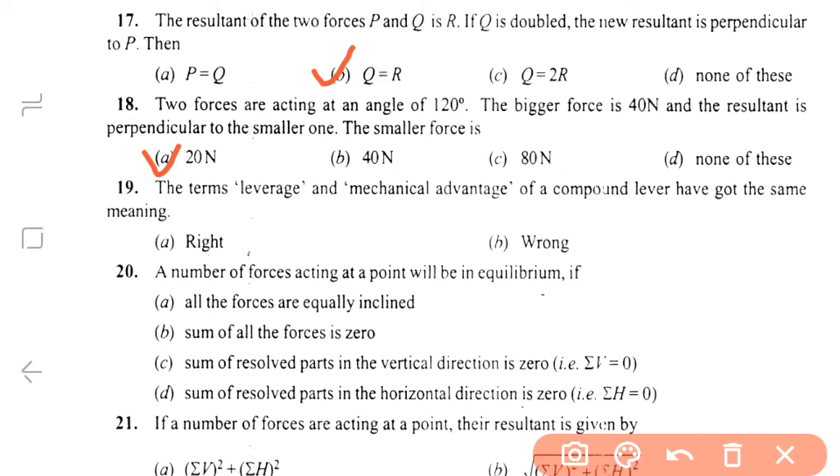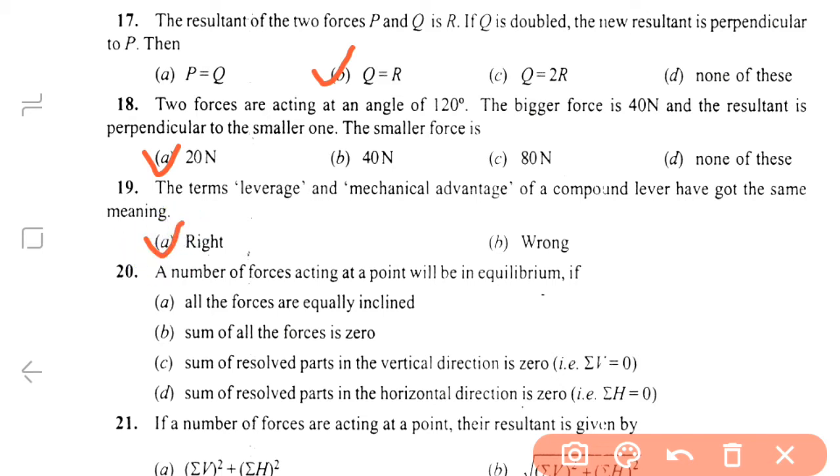Now friends, next: the terms leverage and mechanical advantage of a compound lever have got the same meaning. Here friends, options are right or wrong. Here option A is the correct option for this question.